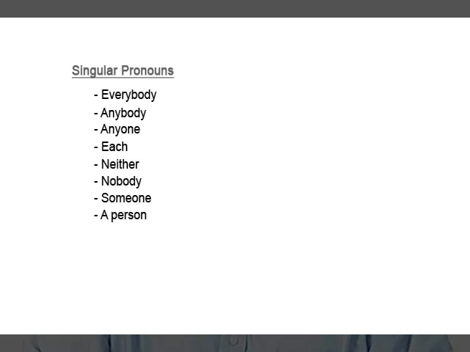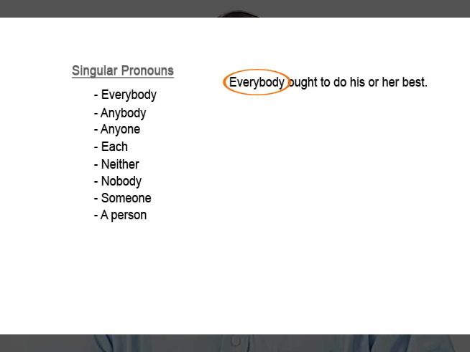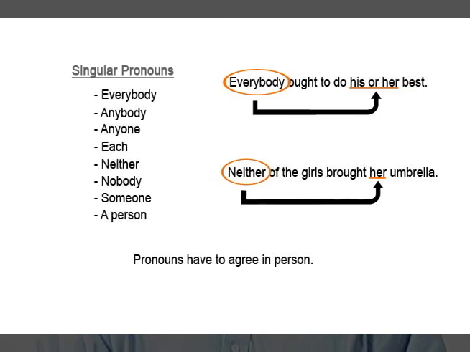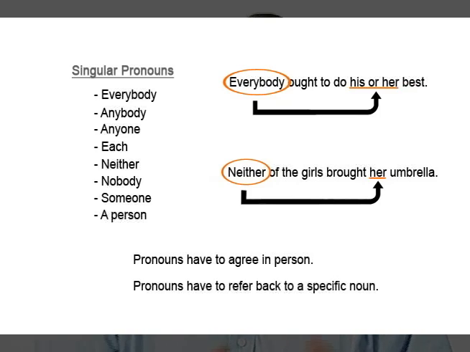So let's take a look at an example. Everybody ought to do his or her best. Not everybody ought to do their best. That would be incorrect. Everybody ought to do his or her. You have everybody, it takes a singular pronoun, his or her. Neither of the girls brought her umbrella. That's accurate. Neither of the girls brought their umbrella would be inaccurate or not acceptable. So remember that pronouns have to agree in number and pronouns have to refer back to a specific noun.